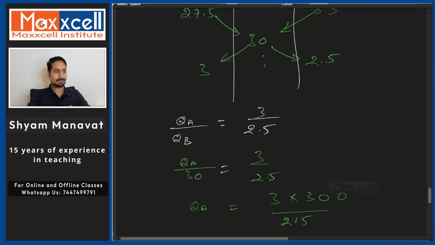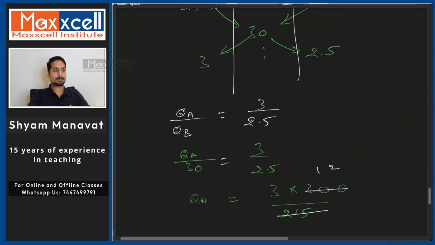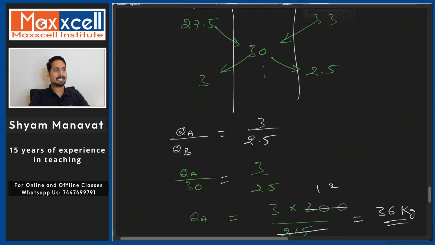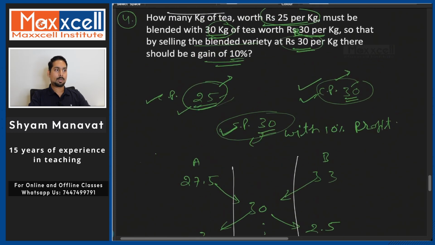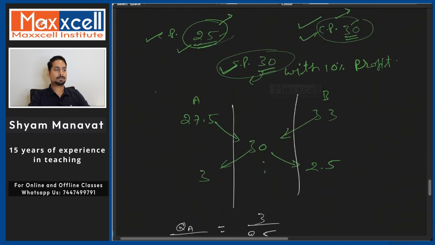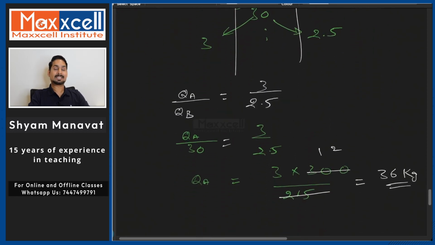Now cancel by 25. 25 here, 1, what you get? 5. So 2. So 12 into 3 is 36 kg quantity. Okay. So what is the answer? To have this value 30 as the selling price with a gain of 10%, you should take 36 kg of quantity A if you are taking 30 kg of quantity B.